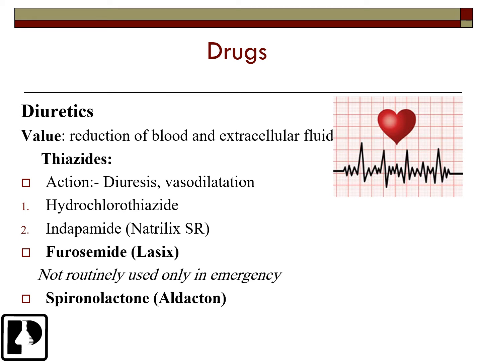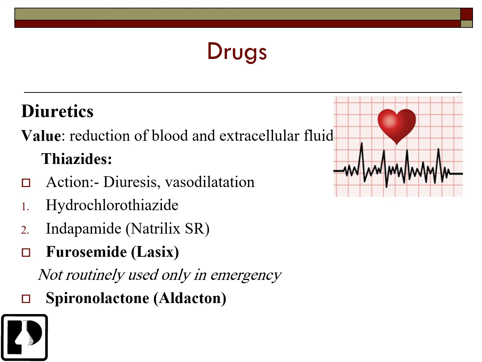For example, we have a drug called Capozide. This is captopril plus hydrochlorothiazide. The next drug is indapamide or Natrilix SR. Indapamide is the only drug used as a diuretic in the long-term treatment of hypertension.